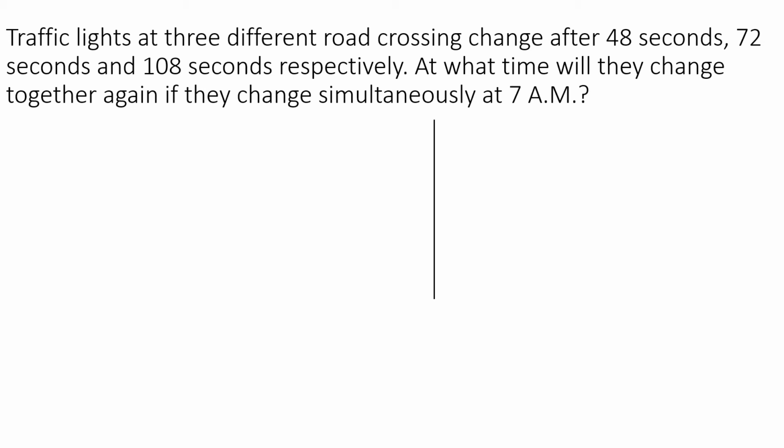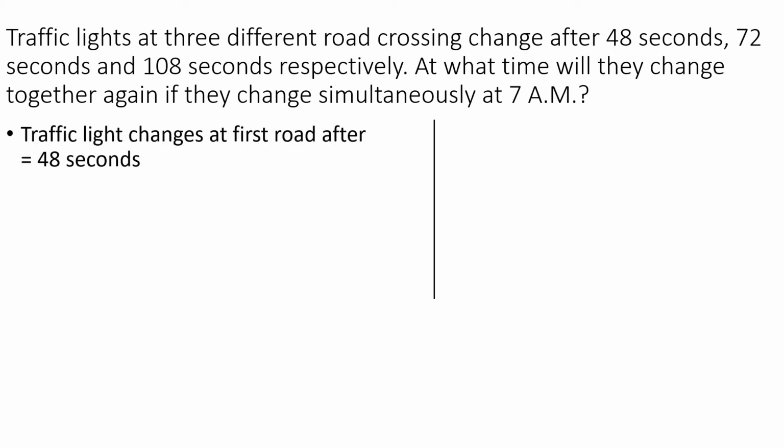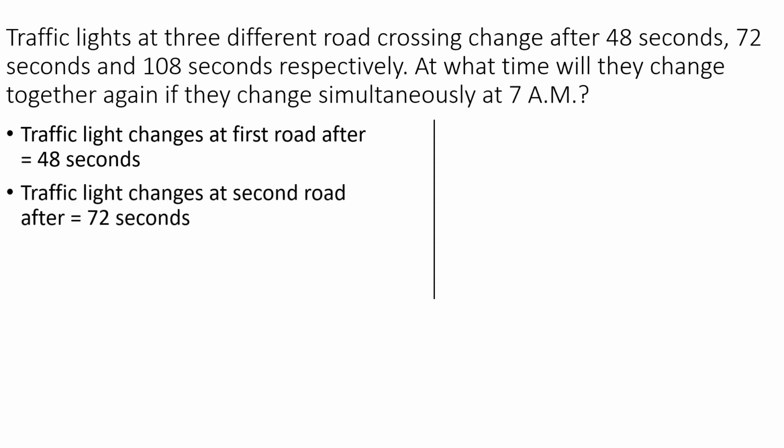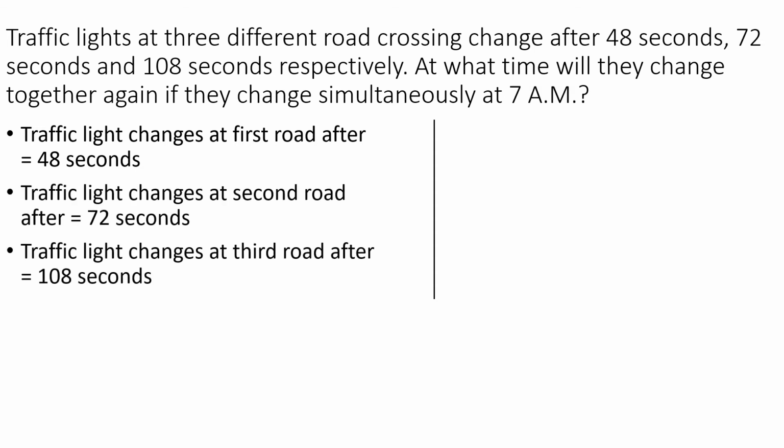If they change simultaneously at 7 a.m. First time is given to us, 7 a.m. So now at what time will they change again? So it means, whatever is given, traffic light changes at first road after 48 seconds, at second road 72 seconds and at third road 108 seconds. Now we have to find out the common multiple of these three: 48, 72 and 108. Least common multiple, right? Which is the time they all change together.